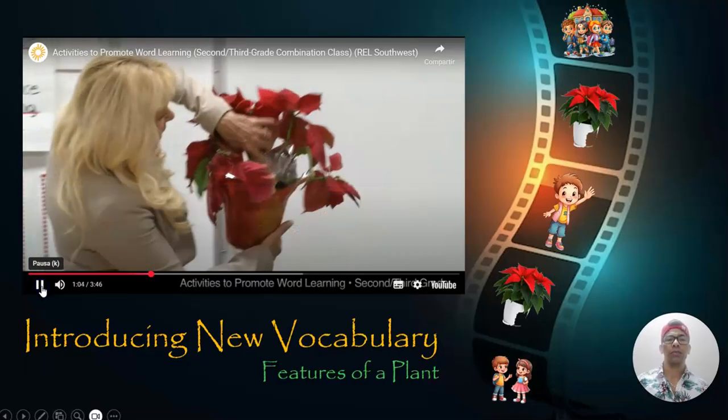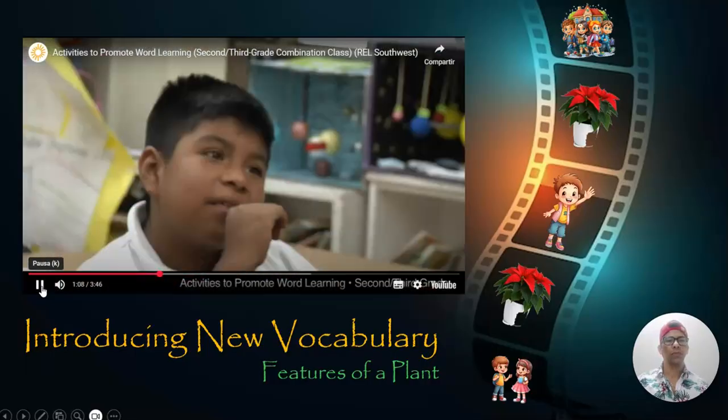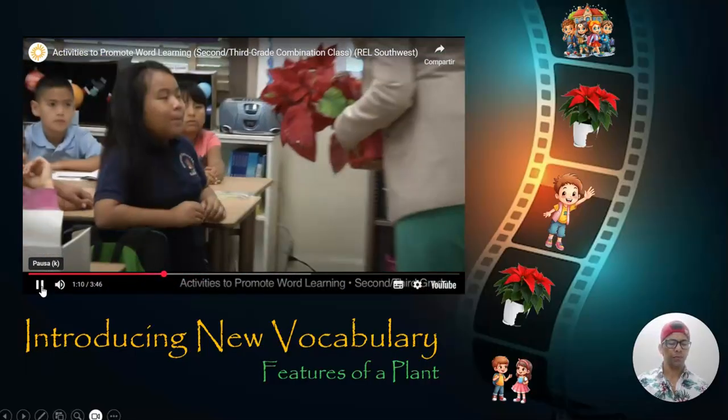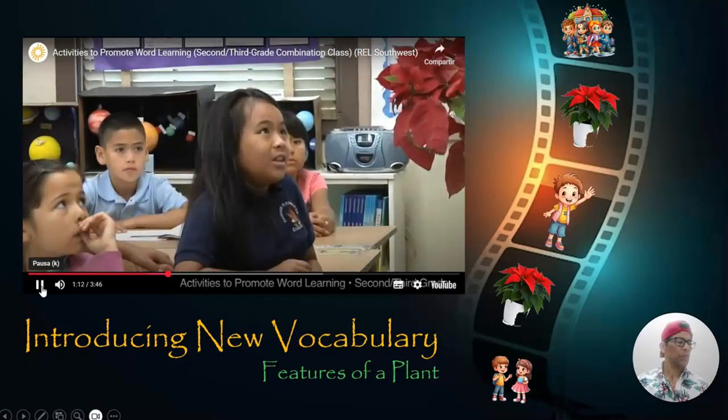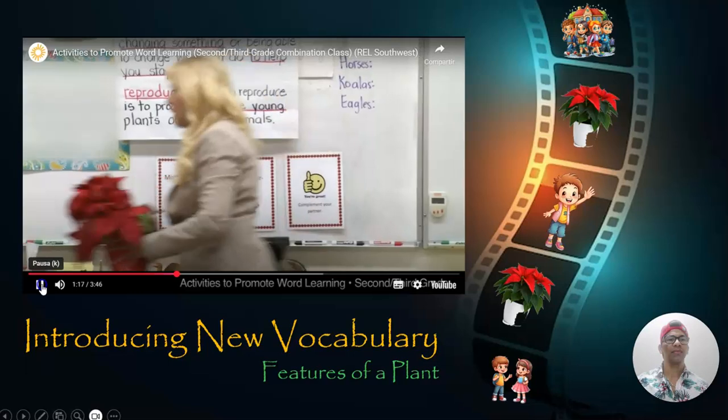Let's keep watching. Stem right here is a feature of the plant. But you're forgetting something really big and bright here. What's... The petals. The petals of the flower, right? A flower is a feature of a plant.